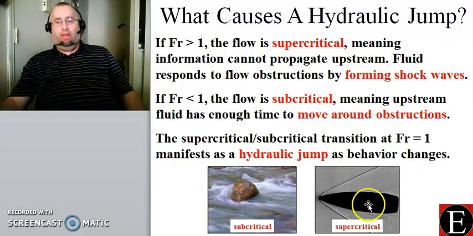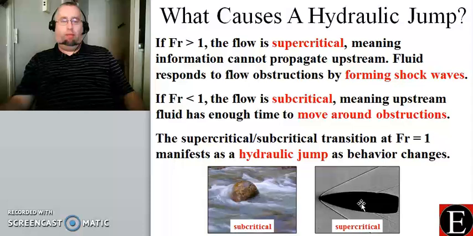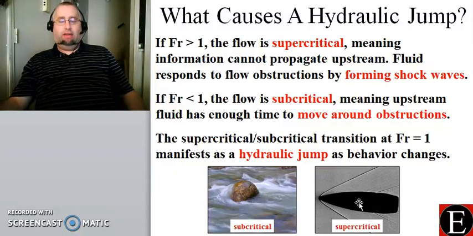The other extreme is supercritical flow, which is a Froude number greater than 1. And this is essentially a bullet being fired out of a gun. Bullets travel at supersonic velocity, so this bullet is traveling faster than the speed at which information can propagate in this fluid. All the fluid that's upstream of this bullet has no idea that the bullet is coming, because information about the bullet's presence can't be propagated upstream because the bullet is moving faster than that rate of information propagation.